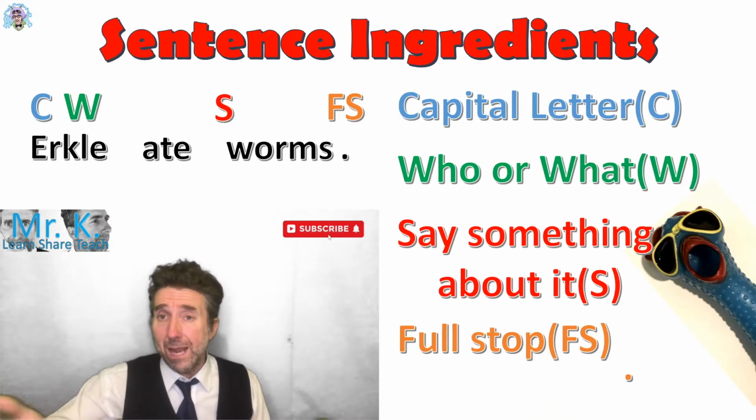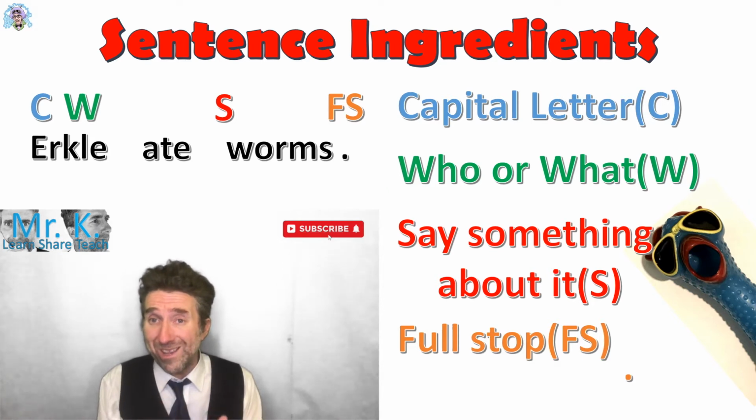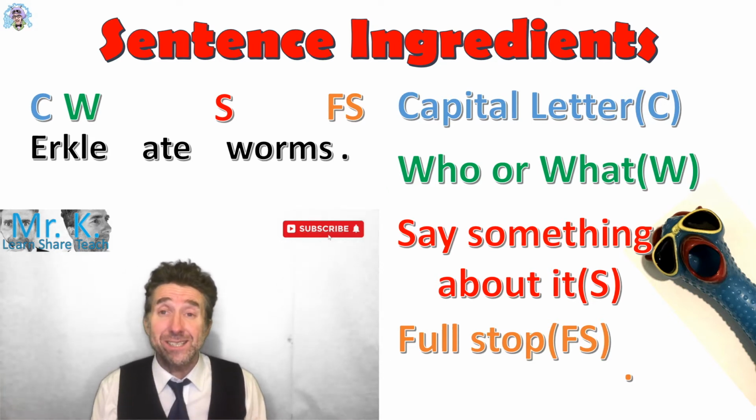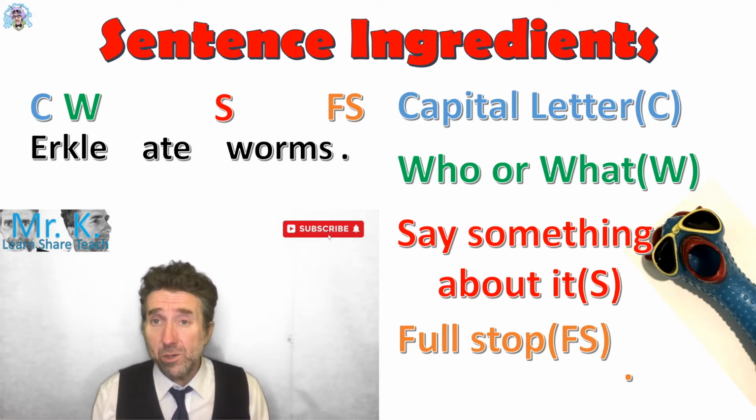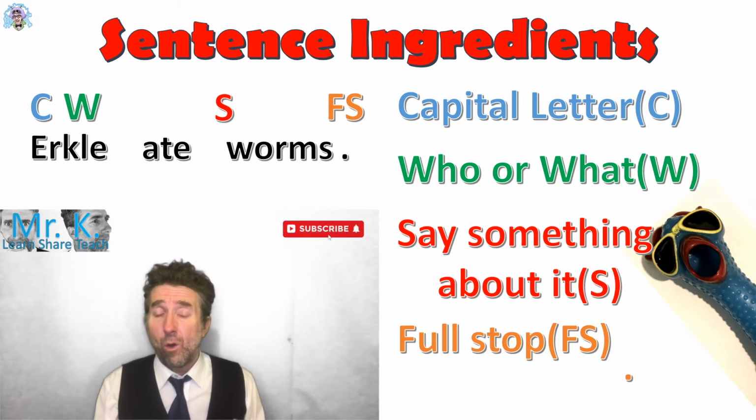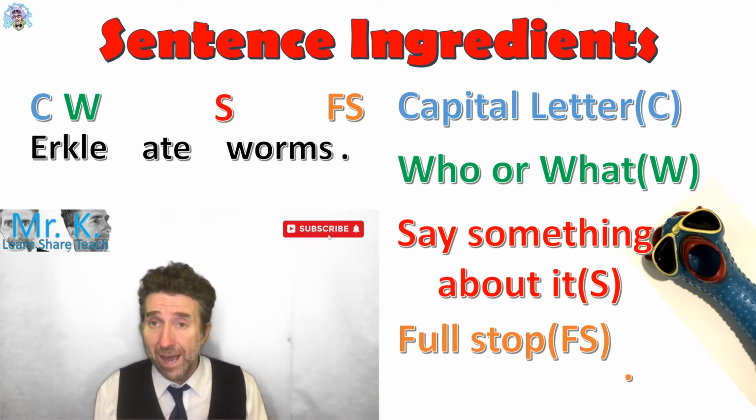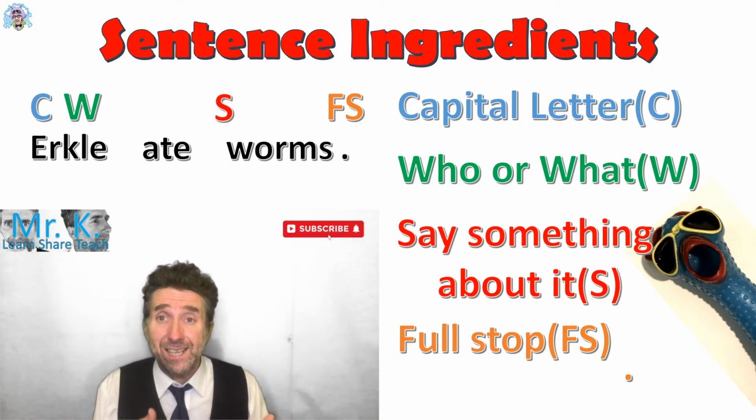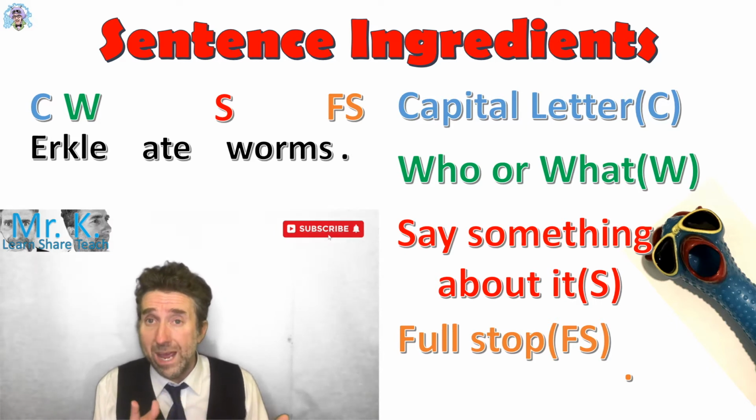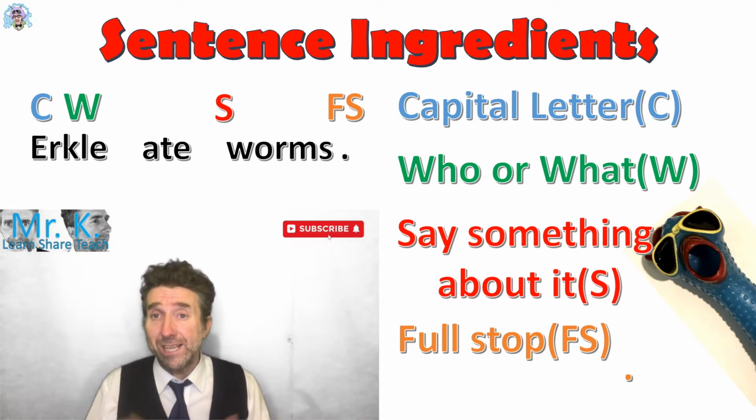Okay, so what are the basic ingredients that you need to make a sentence? Well, put in layman's terms, what you really need is to start your sentences with capitals. Then you would have to have a what or a who or even a where that you're going to talk about or say something about. Then you have to actually say something about that who, what, or where. And then finally, you finish your sentence with a full stop.